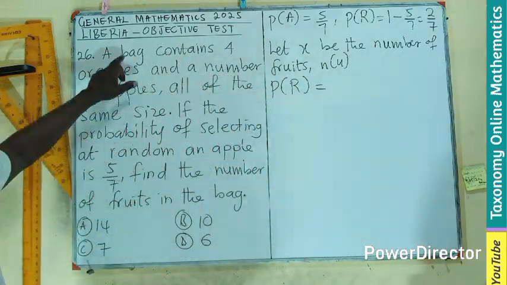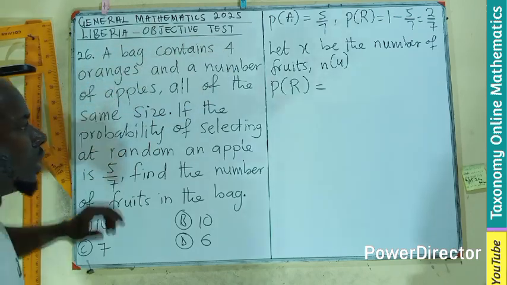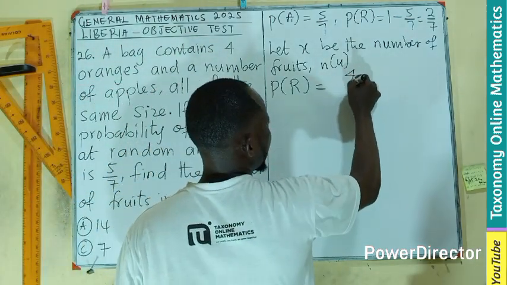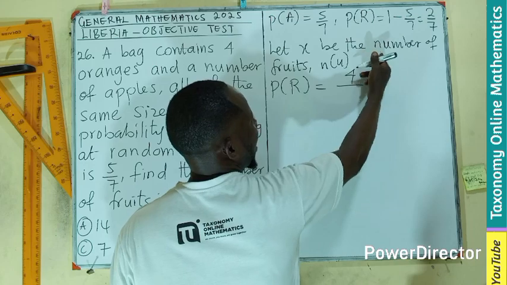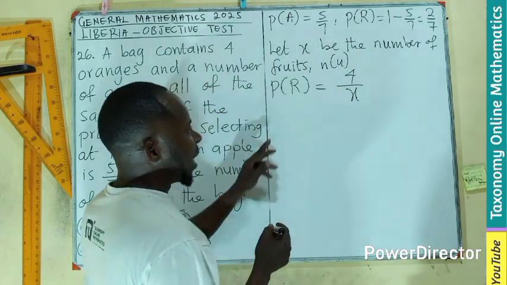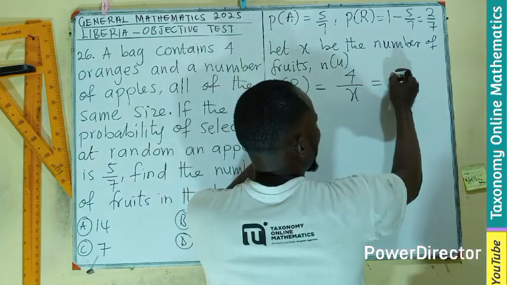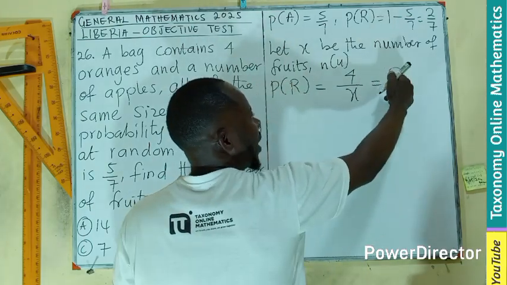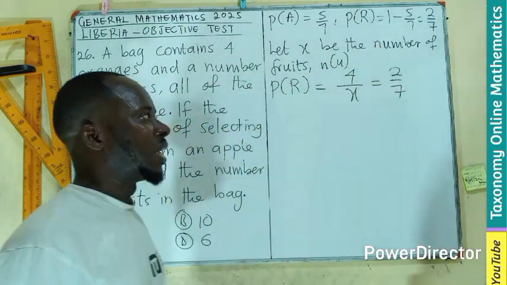So if that's the case, we know probability of orange should be equals to number of orange. How many do we know? A bag contains 4 oranges. Number of orange divided by what? The number of fruit, which is a universal set. So I'll use x. But I know the probability is equals to 2 on what? 7 from there. From what we had at the top there.